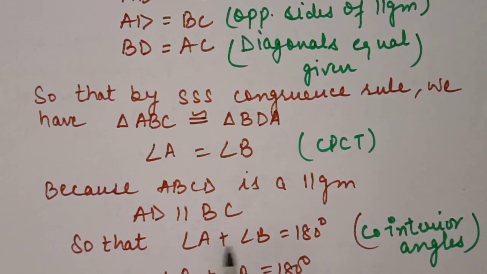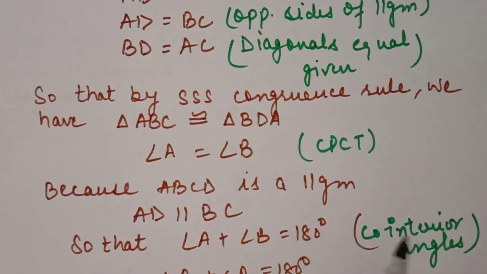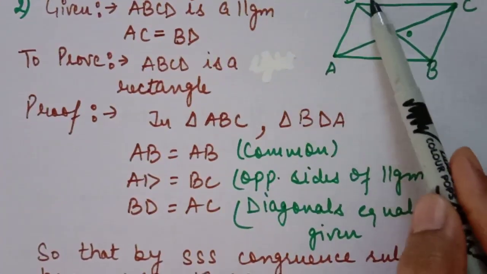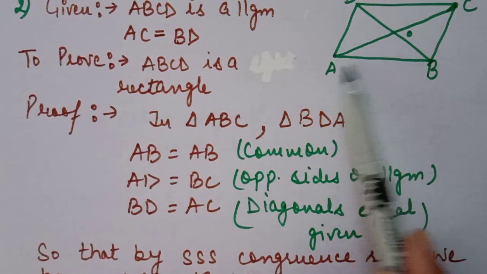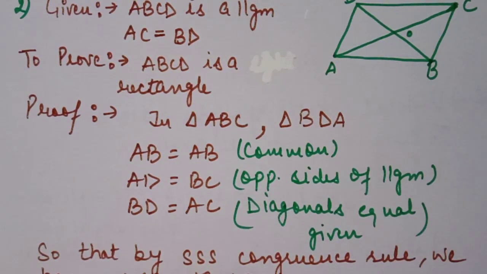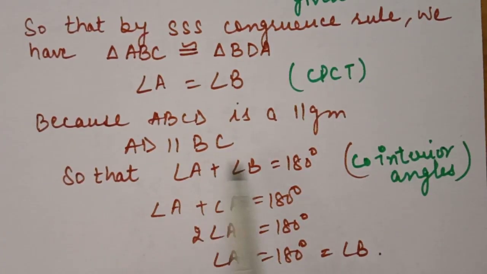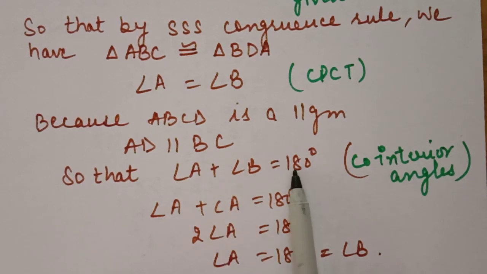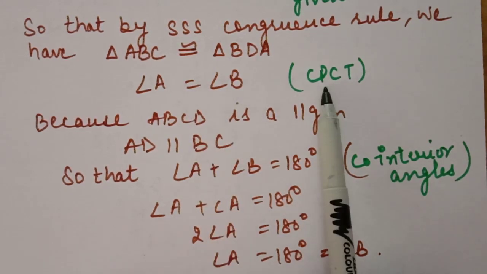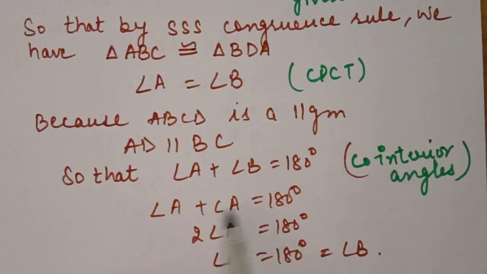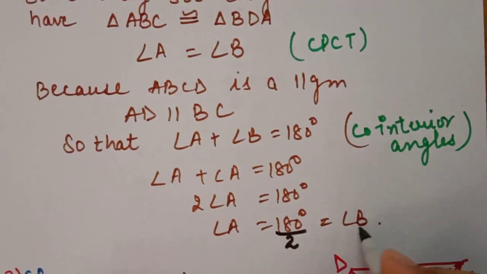So the co-interior angles, angle A plus angle B, are 180 degrees. Yes, definitely. If these two sides are parallel, then AB is a transversal, so A plus B is 180 degrees because of co-interior angles. Students, the sum of these angles is 180 degrees, but they are equal to each other by CPCT, so we replace one angle with the other. So double of angle A is 180, angle A is equal to 180 divided by 2, which is also equal to angle B. It means angle A and angle B are equal to 90 degrees.